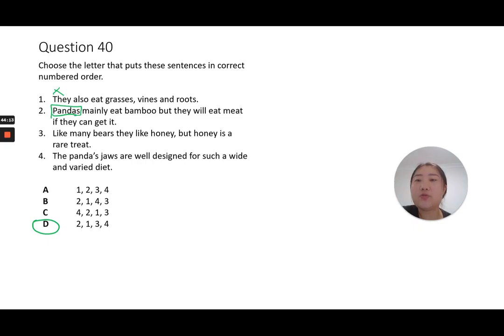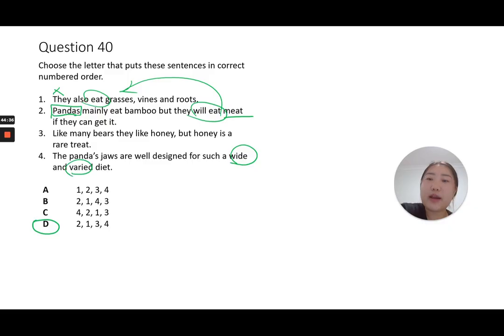They also eat grasses, vines, and roots. Why is this good? We're talking about eating, and the eating links directly because we said they will eat meat if they can get it. And then goes to 3, like many bears, they like honey, but honey is a rare treat. So even more specific from 1, okay? And then number 4, the panda straws are well designed for such a wide and varied diet. It's almost like a summary. The wide and varied is talking about all 3 statements here. So 4 is perfect for the last statement.